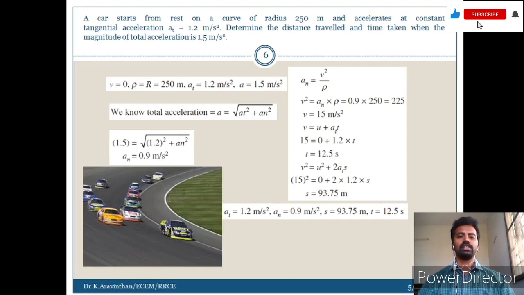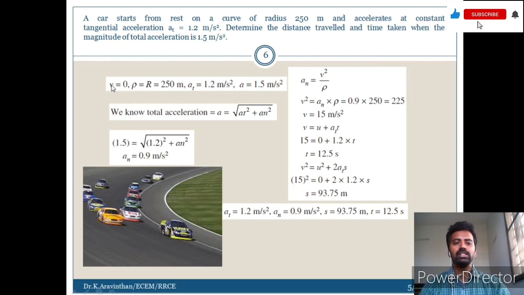So next, let us take a third problem. A car starts from rest on a curve of radius 250 meter and accelerates at a constant tangential acceleration, that is at equal to 1.2 meter per second square. Here rho is given, that is the radius of curvature is 250. Determine the distance travelled and time taken when the magnitude of total acceleration is 1.5 meter per second square.